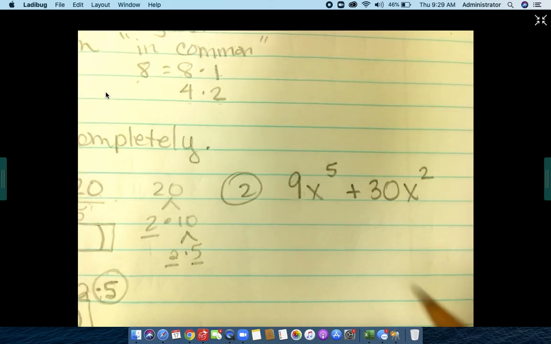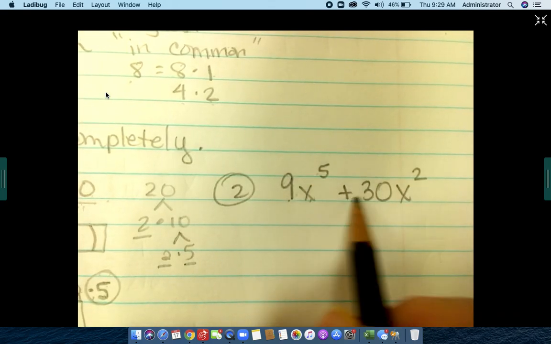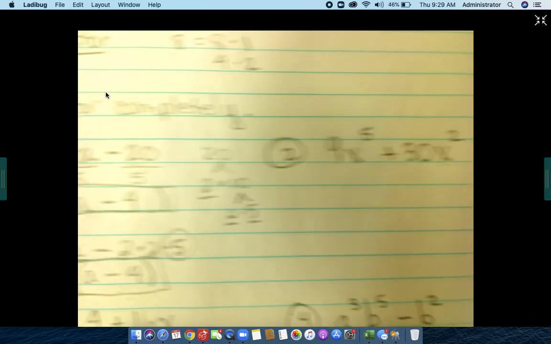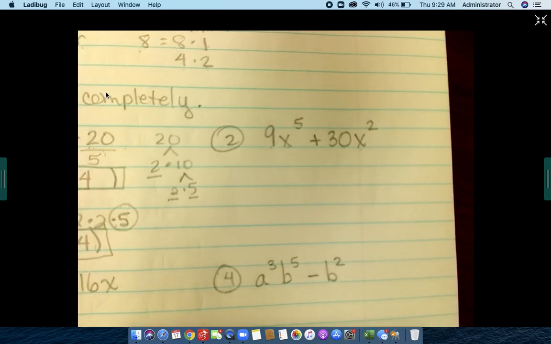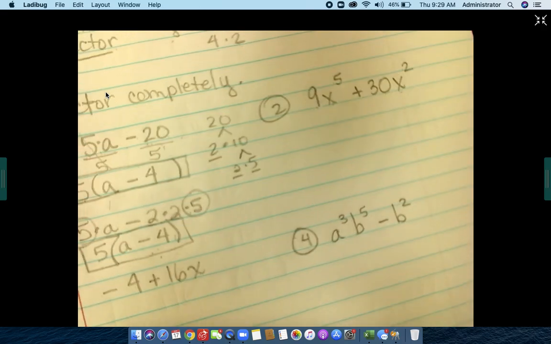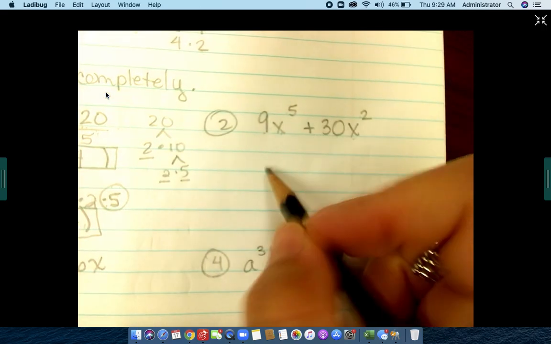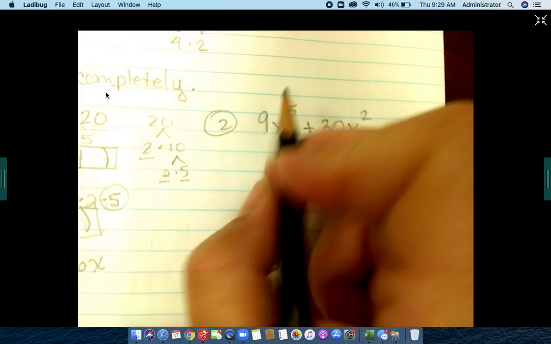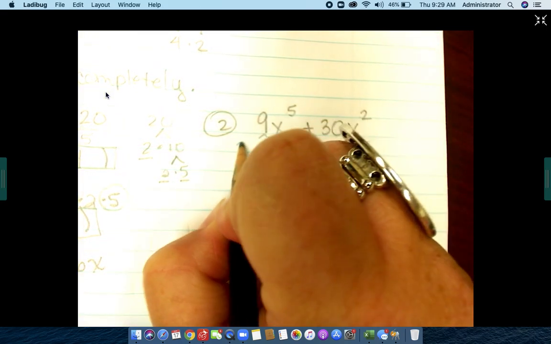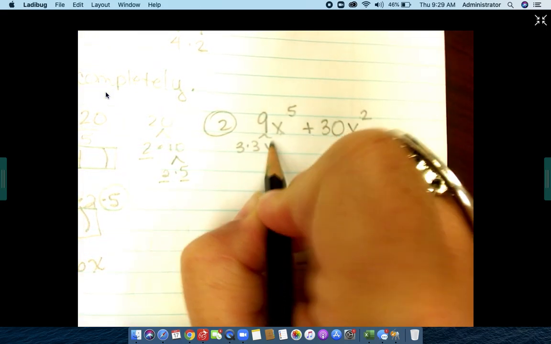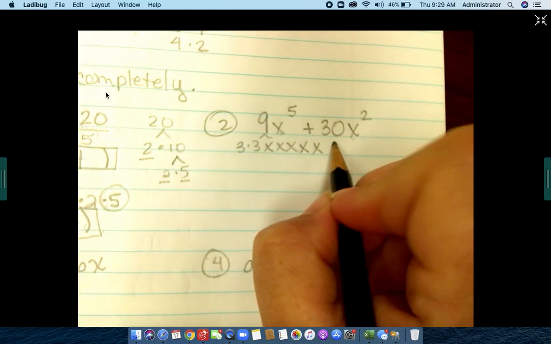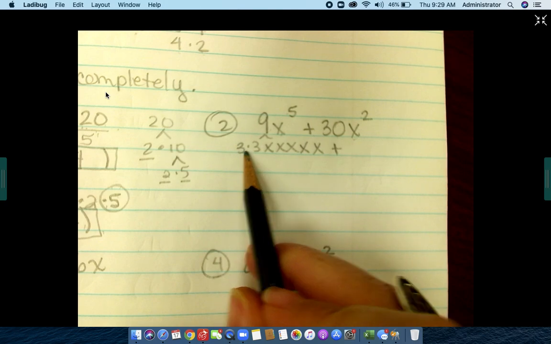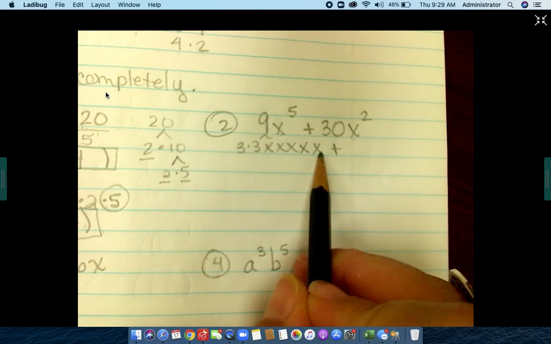All right, so for number 2, 9x to the 5th plus 30x squared. So this one's different from the last one in that we have two terms with variables but with different exponents. So again, if I were to think about this like breaking it down, I might say, well, 9 is 3 and 3, and I have 5 x's for this first term. So 3 times 3 times 5 x's.